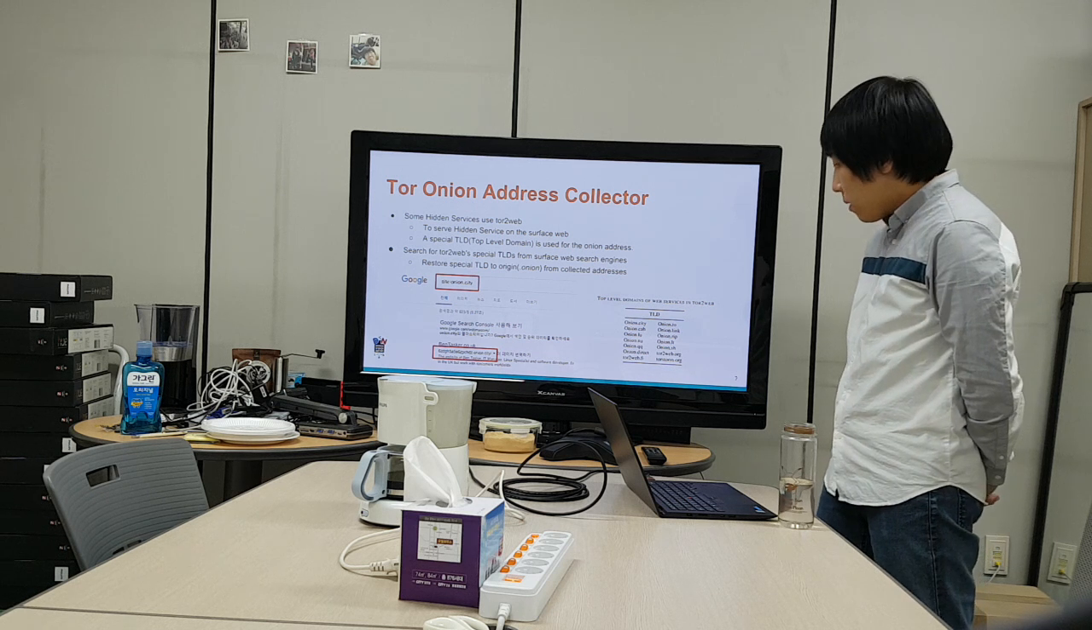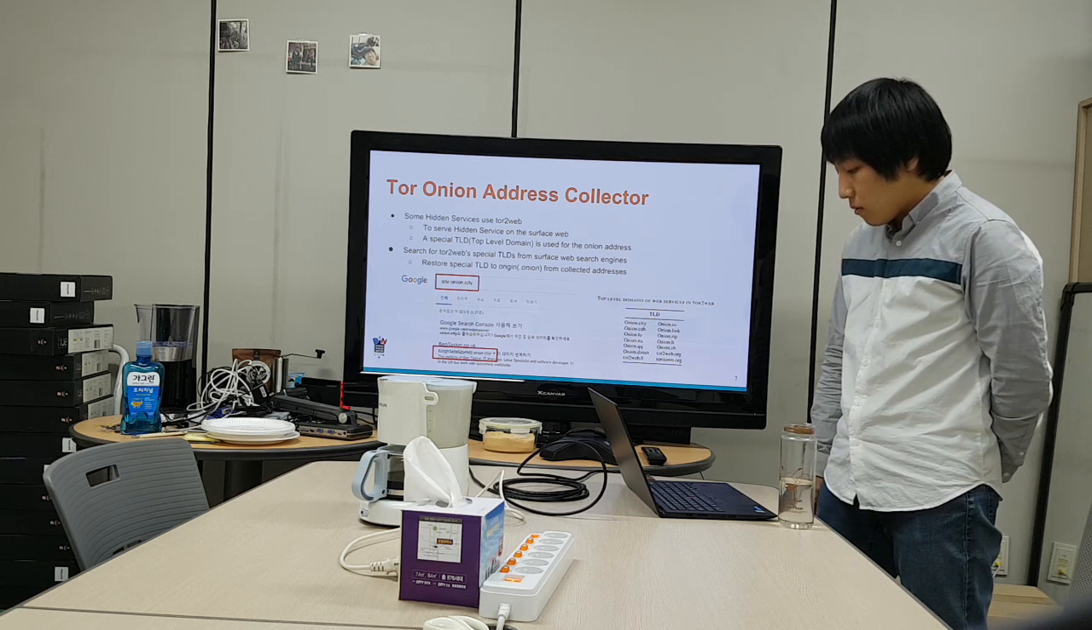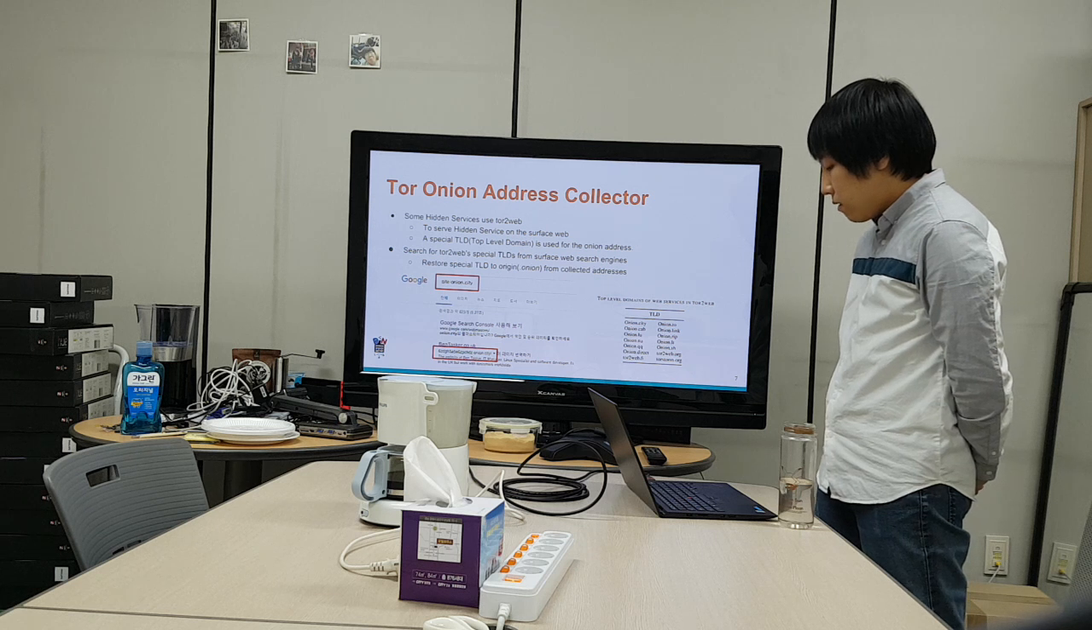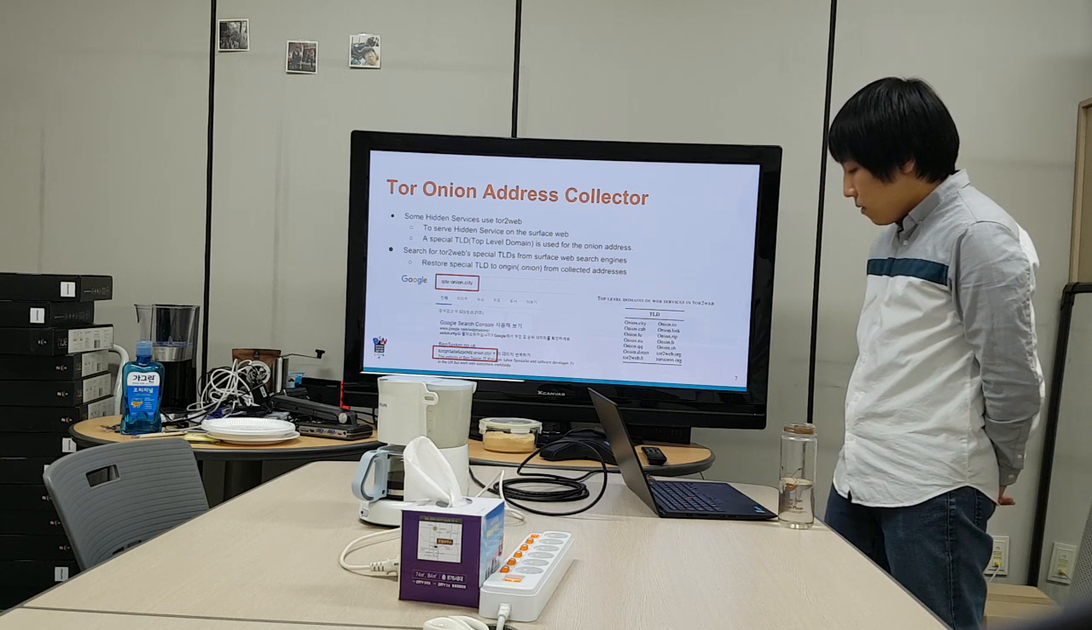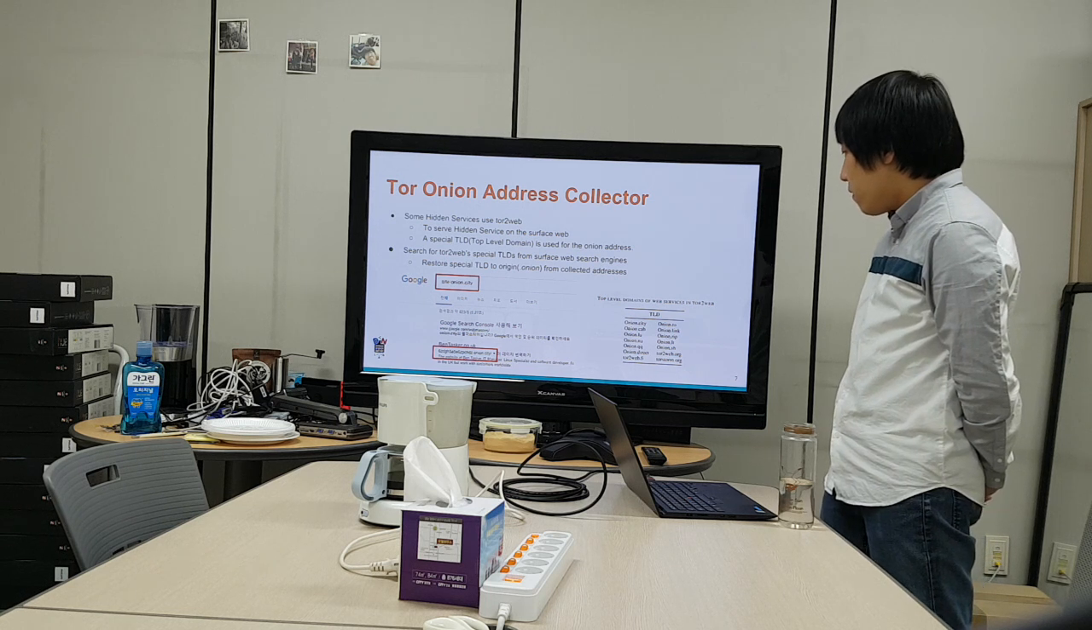The special top-level domains of Tor2Web are listed in the table. These were collected manually from the Tor community or link directory.